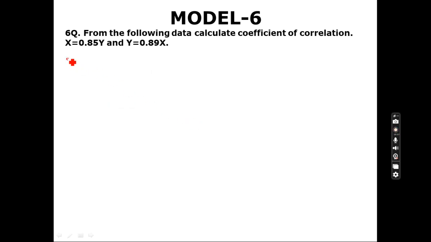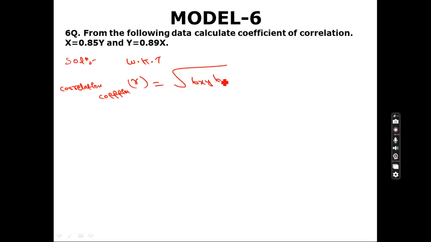So remember, what is being asked: from the following data, calculate the coefficient of correlation r. We know the formula: the correlation coefficient r is equal to the square root of bxy into byx. Sir, bxy and byx are not given, so what is given here? Regression equations are given. Here also regression equations are given.